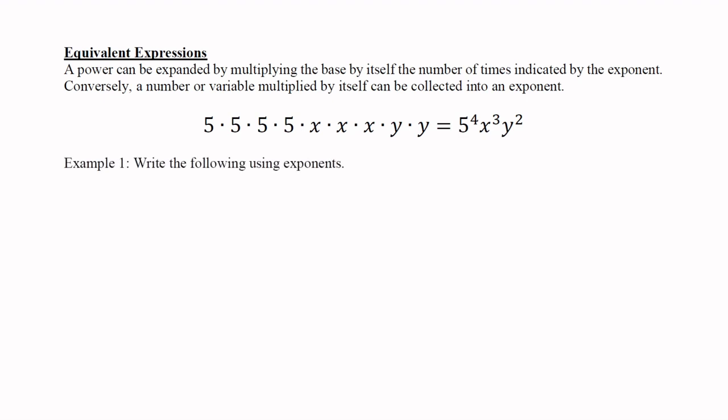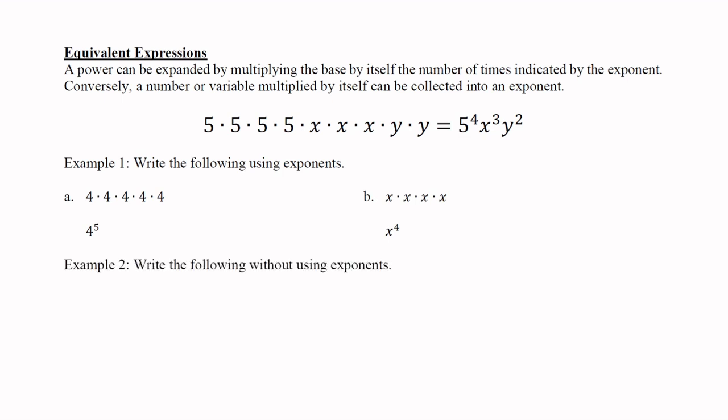So let's write the following using exponents. Here, 4 is multiplied on itself 5 times, so we have 4 to the 5th. Here, x is multiplied on itself 4 times, so we have x to the 4th.